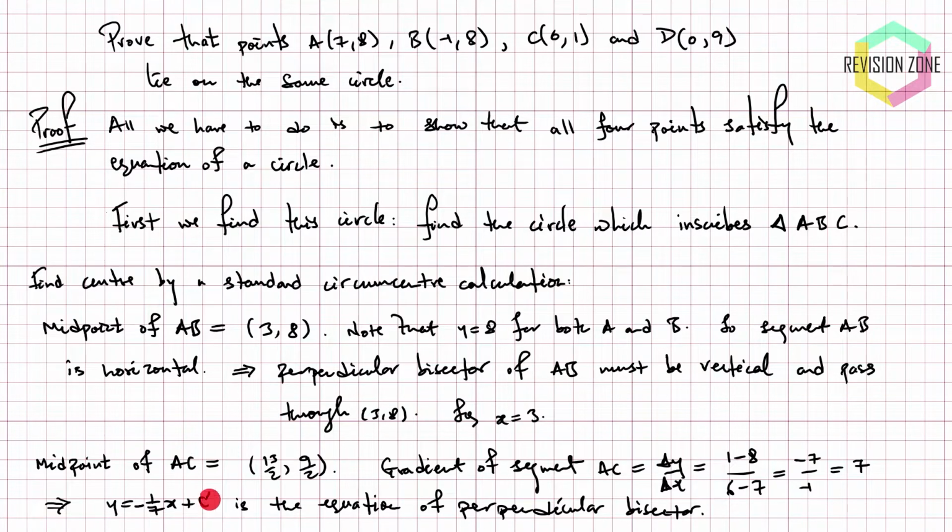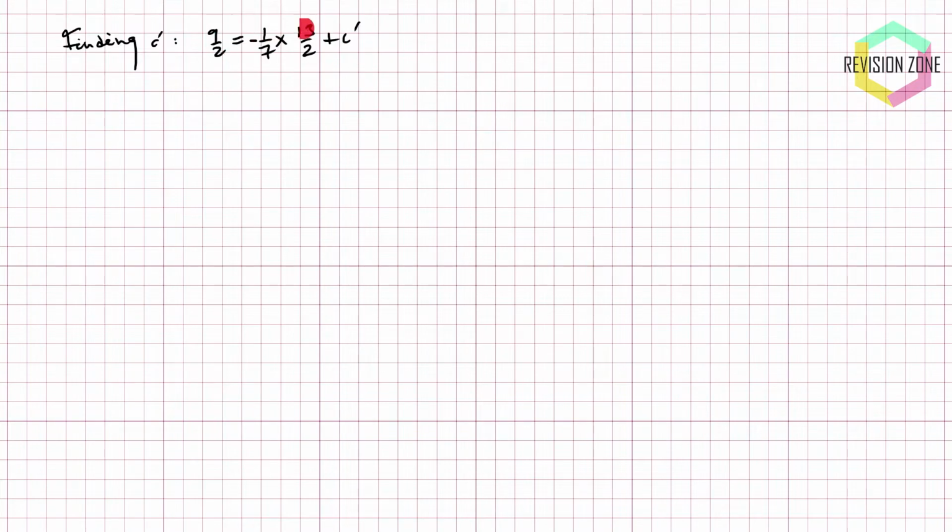Plus I'm calling the y-intercept C prime because C is actually a point we've already defined, okay? So I need to figure out what C prime is, and that will then let me know what the equation of my perpendicular bisector for AC is. So we can work this out by using the fact that this equation must be satisfied by this point. And so we substitute x equals 13 over 2 and y equals 9 over 2 into this equation, which gives us this thing here. And we solve this to figure out C prime.